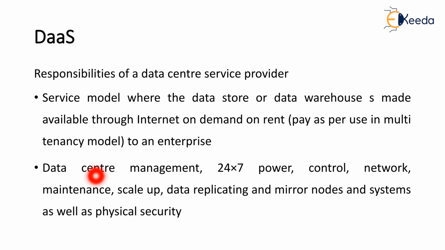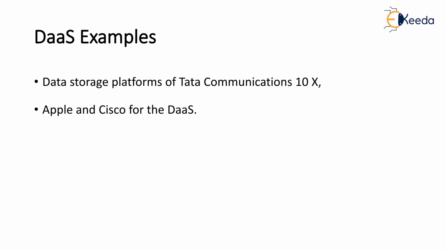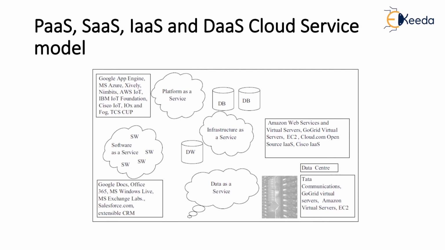So here the data center management, 24/7 power and control, network maintenance, scale up, data replicating and mirror nodes and systems, as well as security, physical security. So here the DaaS examples are the data storage platforms of Tata Communications, 10x and Apple and Cisco for the data as a service. So these are the service models for PaaS, SaaS, IaaS and DaaS.